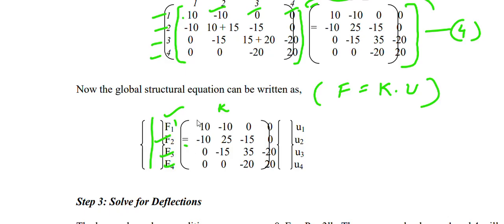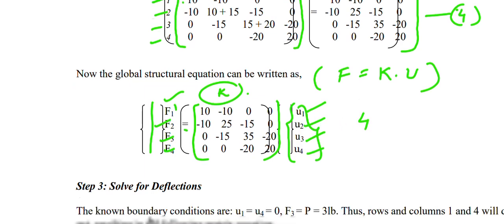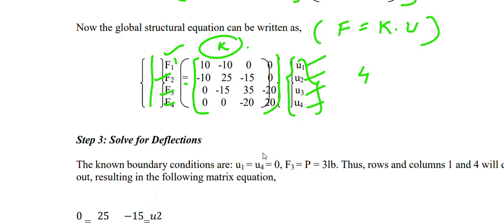Now is equal to, again, same K value. The same equation number 4 is here. And this is the displacement vector. How many displacement will be? At each node there will be displacements. Okay, each deformation. So there are 4 nodes, there will be 4 displacement, and 4 nodes there will be 4 forces. So after that you have to apply the boundary condition.